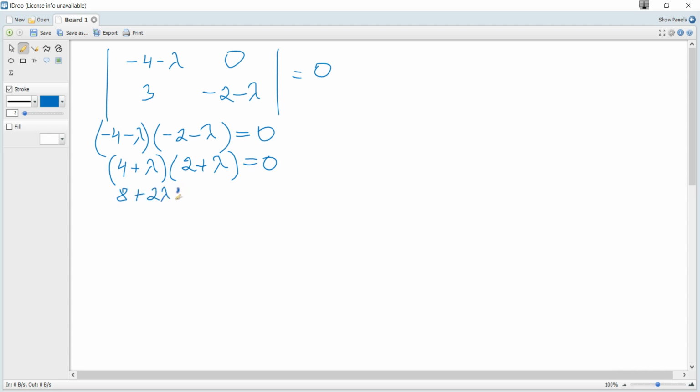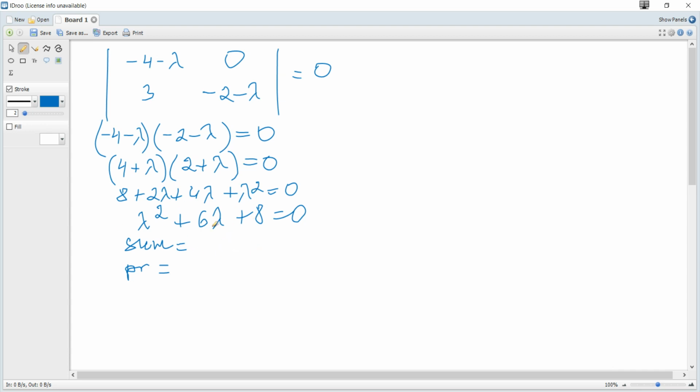8 plus 2 lambda plus 4 lambda plus lambda squared. To get a quadratic equation with respect to lambda, it becomes lambda squared plus 6 lambda plus 8 is equal to 0. You may use the sum and product rule or the discriminant. So let's try the sum and product rule. Since a, the coefficient in front of lambda squared, is 1, it will be useful. Otherwise we can do the discriminant. It can be applied for every problem.